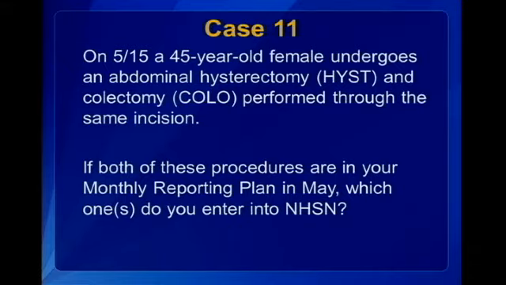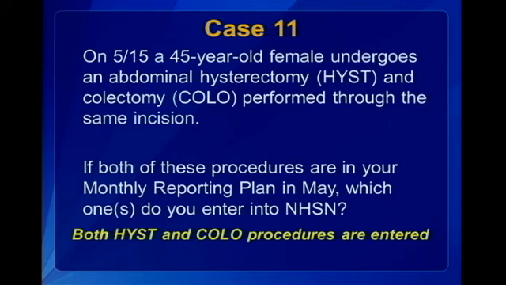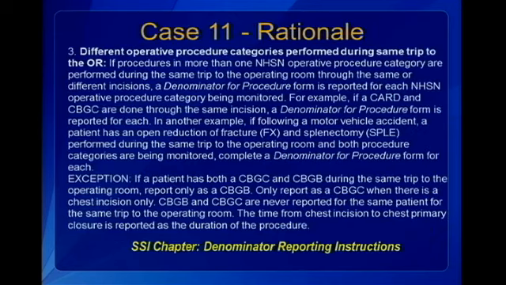Let's do case 11. You have a 45-year-old female who undergoes an abdominal hysterectomy, and a colectomy is performed through the same incision. Both of these procedures are in your monthly reporting plan in May. Which one should you enter into NHSN since they did both? You got it. Both are entered. And we've covered this so much. I've really tried to help you become best friends with the reporting instructions. So this is reporting instruction number 3. I just cut and pasted it from the denominator reporting instructions.